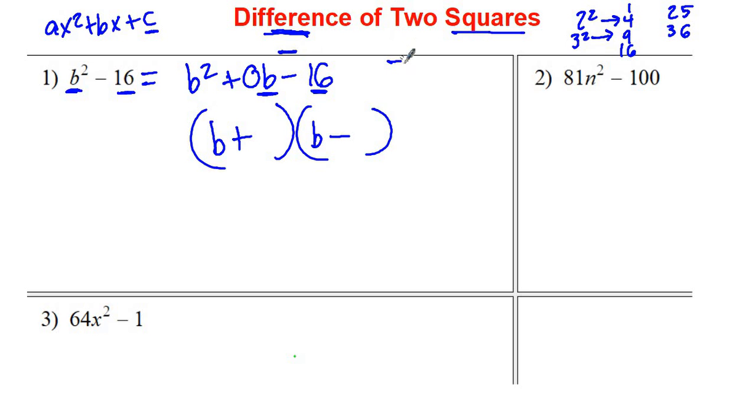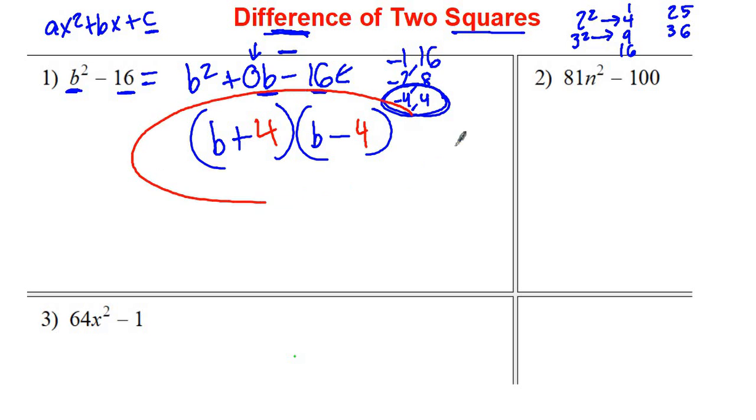So what multiplies to negative 16? We could have negative 1 times 16, negative 2 times 8, or negative 4 times 4. These two are the only ones that multiply to this and at the same time add to 0. So in that case we would need to put b plus 4 and b minus 4. That's the pattern of a difference of squares. The pattern is always b plus a number and then b minus the same number.